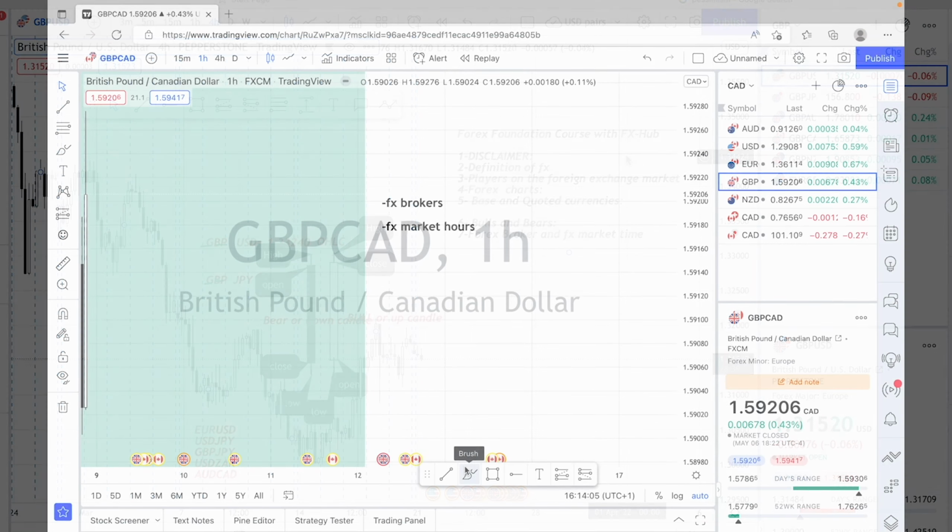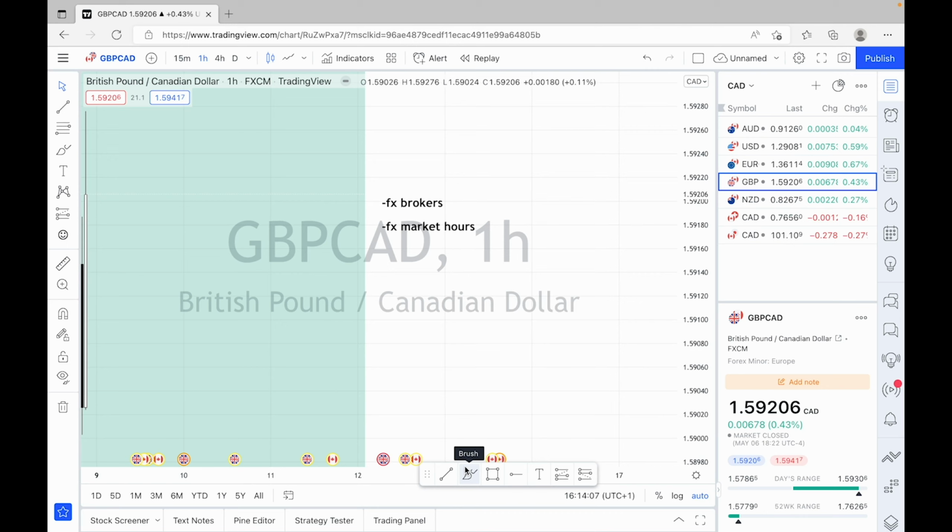Again, this is a continuation of the Forex Foundation course, and we're going to center more on FX brokers and FX market hours, FX, which is Forex. So basically, according to Investopedia, who is a broker? A Forex broker is a financial service company that provides traders access to a platform for buying and selling foreign currencies.